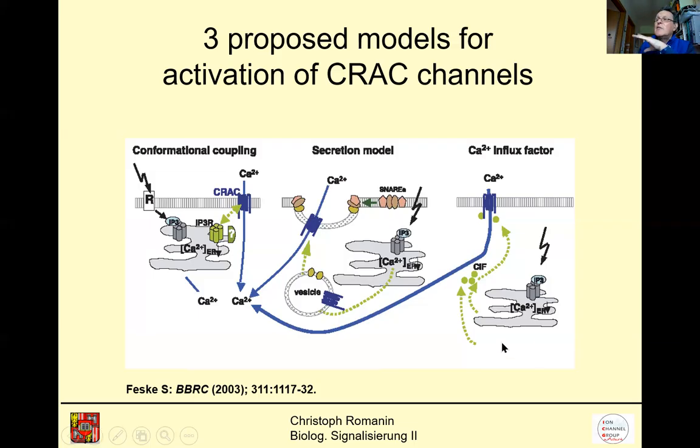And meanwhile, this model is completely out of discussion, that due to the drop in the calcium concentration, some factor, calcium influx factor, it has been called, CIF, is generated by the ER, which activates a calcium channel, the CRAC channel in the plasma membrane.